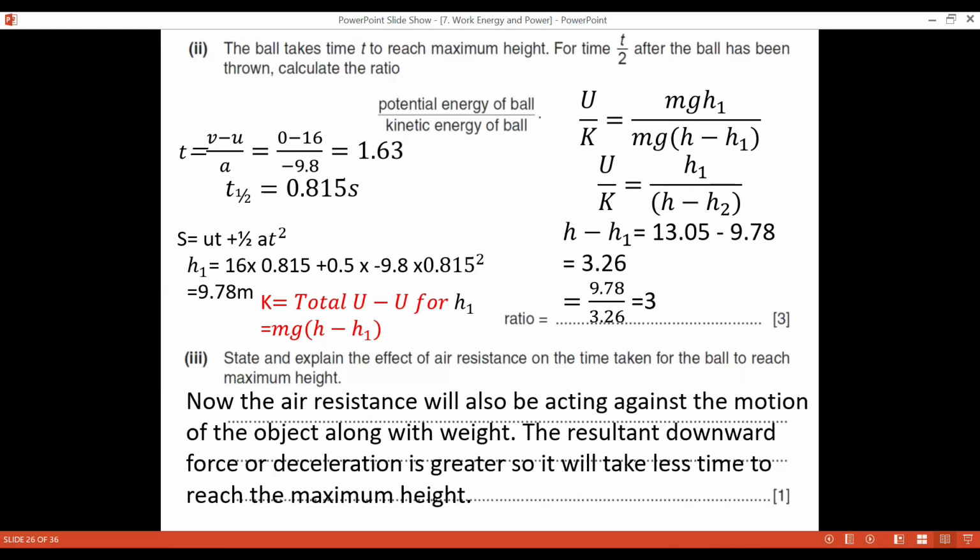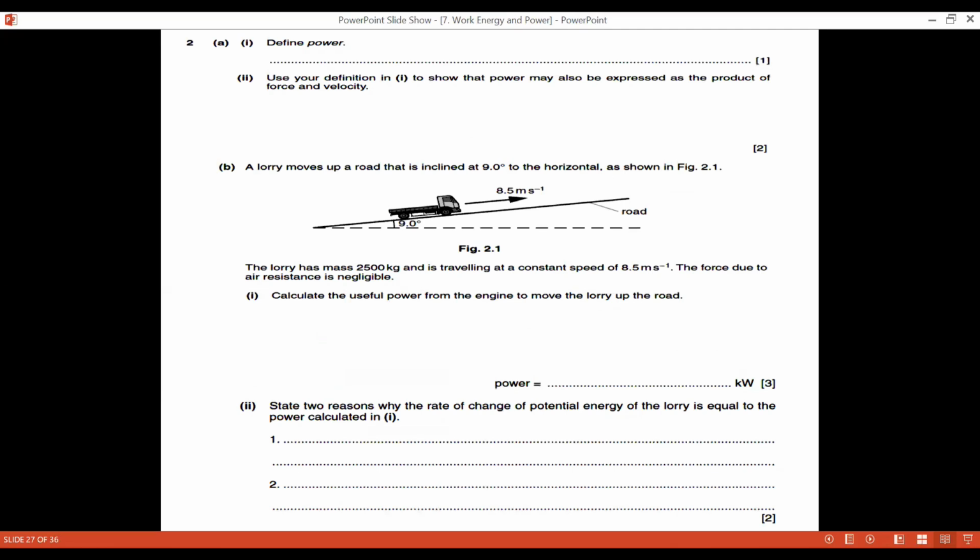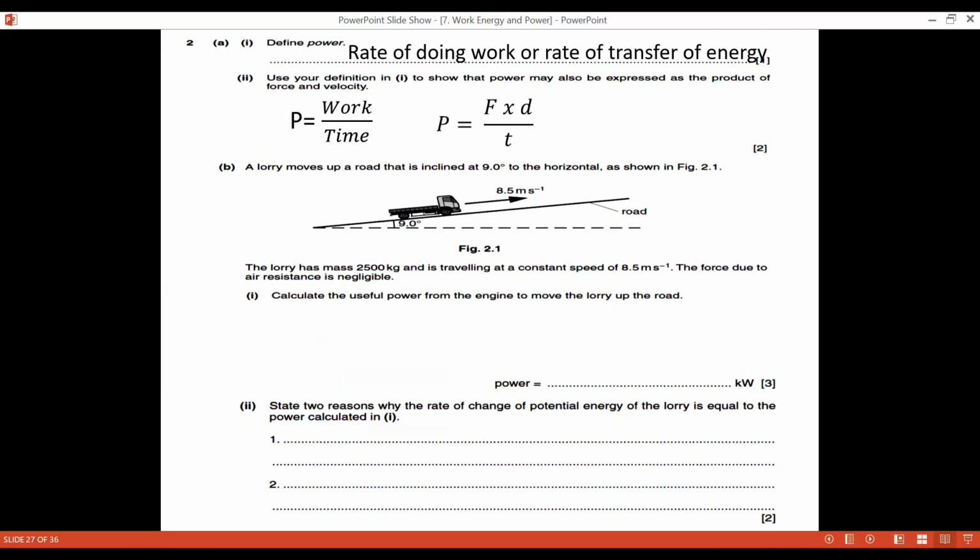Okay, one more question. What is power? It is rate of doing work or rate of transfer of energy. How to prove? It is the product of force and velocity. Start from here. Work is F into d. It is moving with a constant velocity. So d over t is v, and we get the answer F into v.